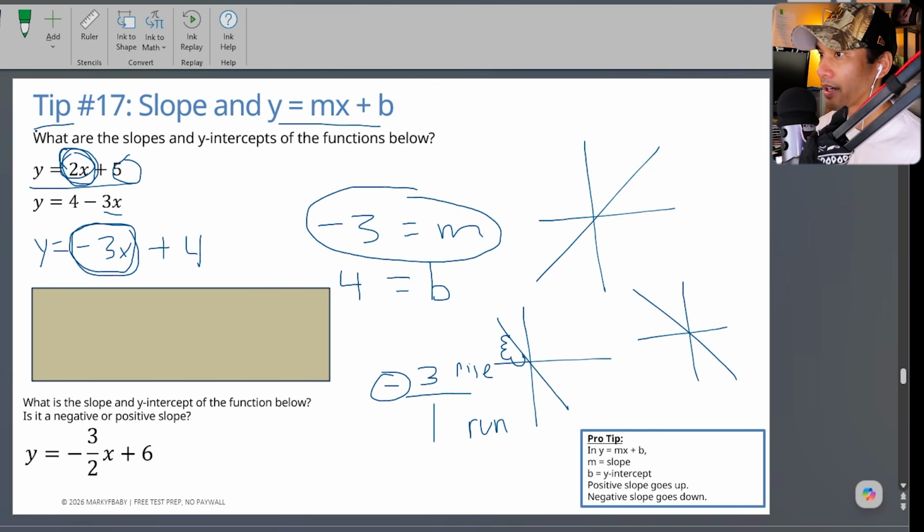Yeah, it doesn't make sense that I called these tips. These are skills, math skills. I even introduced them as skills in the beginning. Tip number 18.